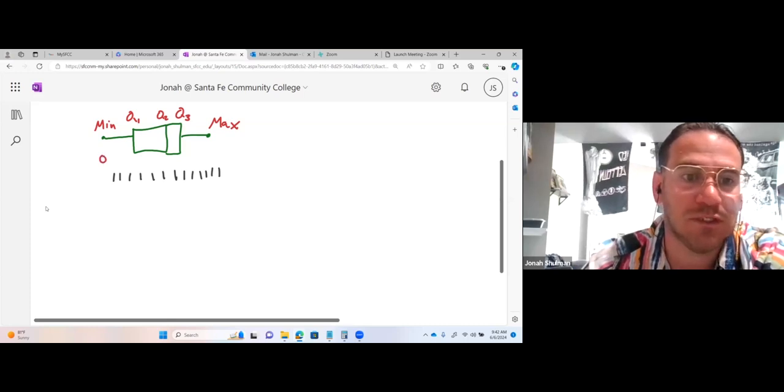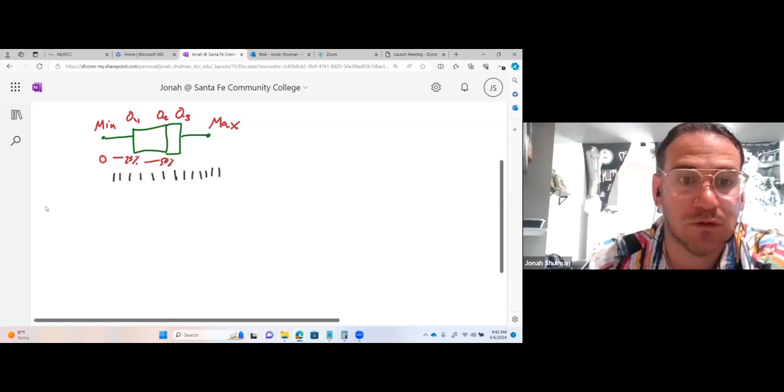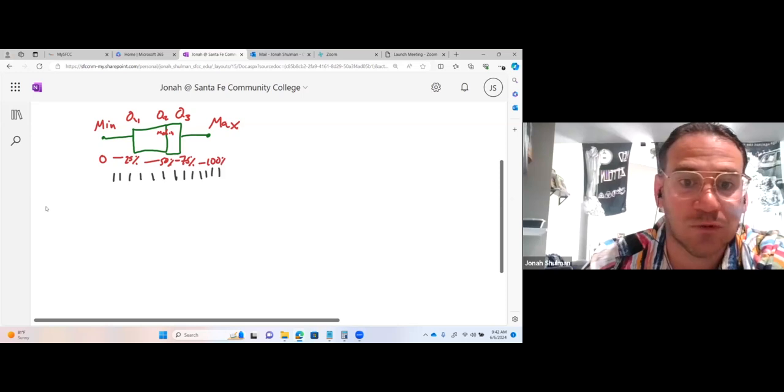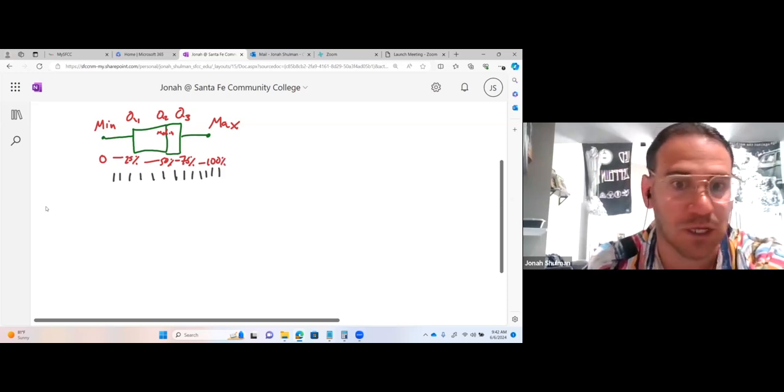This means I have 0 to 25% of my scores. This is up to 50% of my scores. That's why this is also called the median. This is 75% of my scores. And this is 100% of my scores. It breaks it into quarters. That's what it does. That's why they're called quartiles, okay?